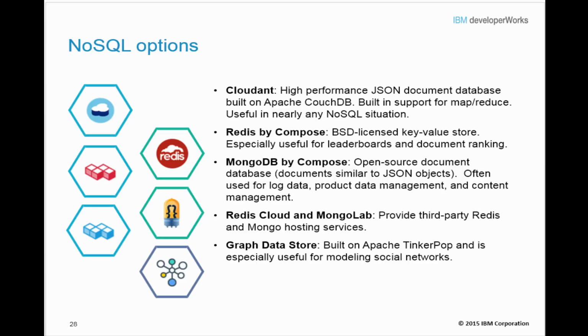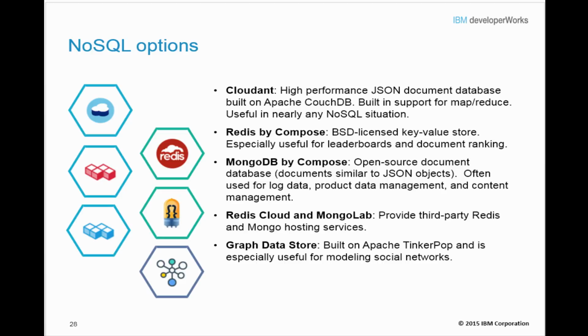Now, on the other hand, if you want other options for being able to store documents, one possibility that's very common in the open source community that a lot of people use is MongoDB by Compose. MongoDB is really particularly good for things like log data and things like product data management and content management, where you're storing these more complex objects that you want to be able to do searches on. So it's an excellent option for that. Now, there are other options too. There's Redis Cloud and MongoLab that give you third-party Redis hosting services and Mongo hosting services.